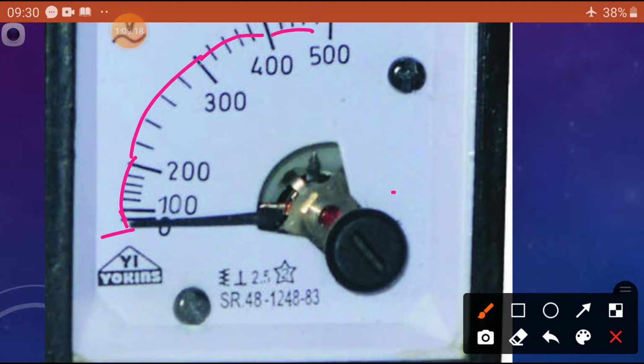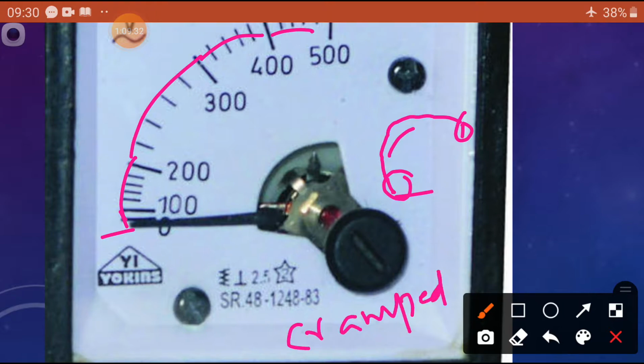That means here small increase, small. Starting small, here are the changes. So there we can see the cramped scale. The scale is cramped, not uniform. Okay, by seeing this one you are going to observe that this is the MI instrument.